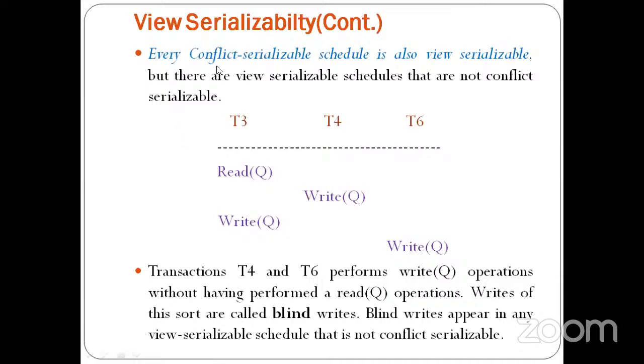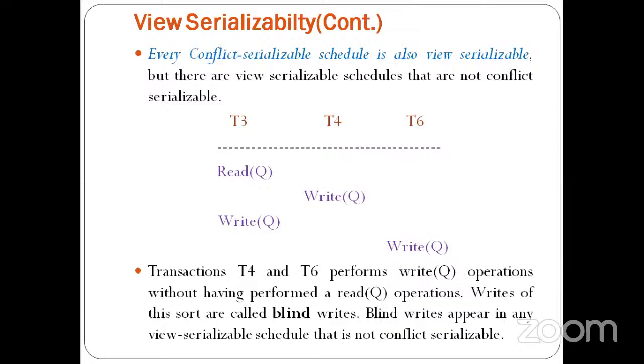So every conflict serializable schedule is also view serializable, but there are view serializable schedules that are not conflict serializable. T3, T4, T6 are there. Already we have seen this one. Read, the write, the write queue. So T4 and T6 are performing the write queue operations without having performed a read queue operation.